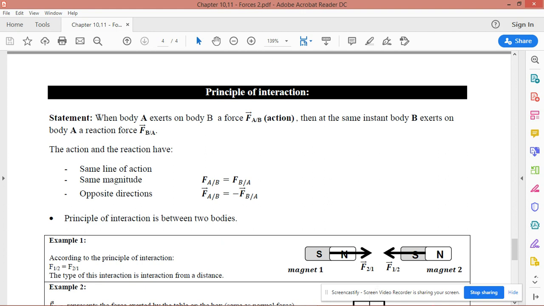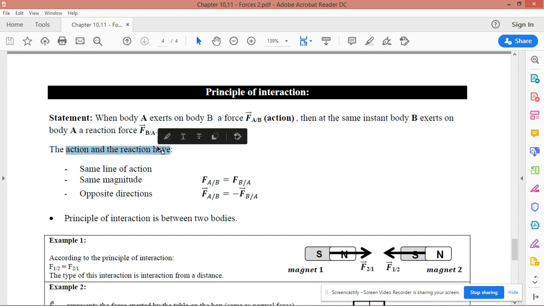Let's read the statement again. When body A exerts a force on body B called Fa over B, A on B, then at the same instant, B exerts on A a reaction force called Fb over A, B on A. Okay, I think it's clearer now.